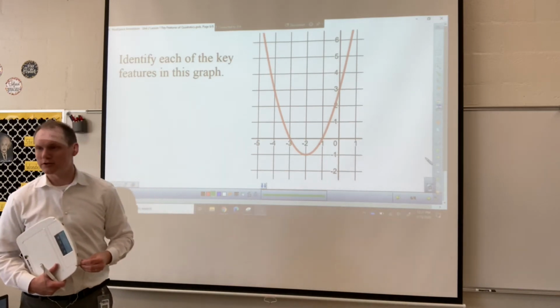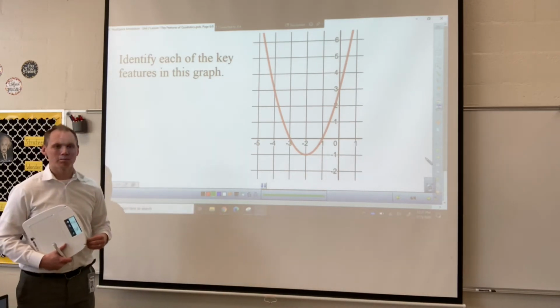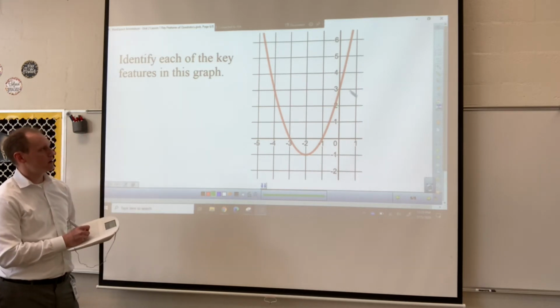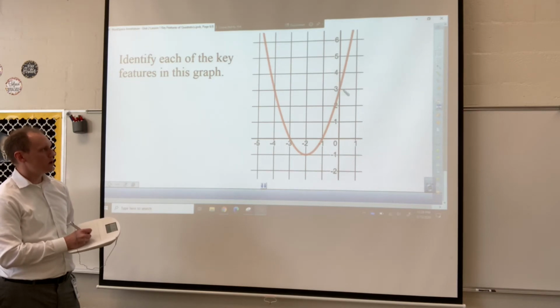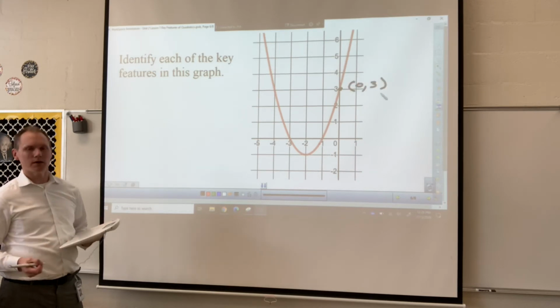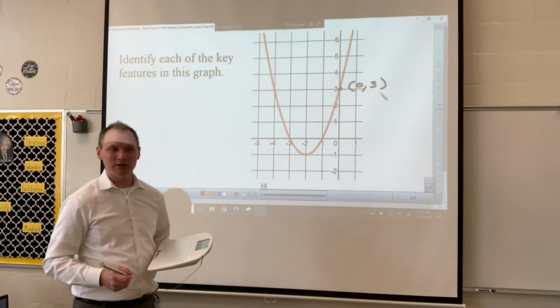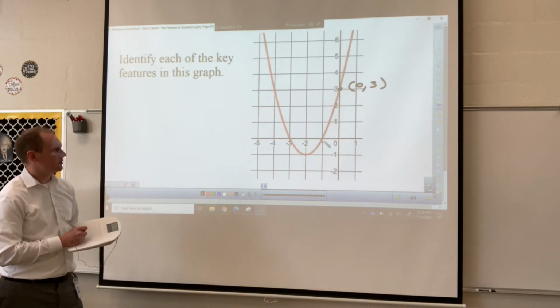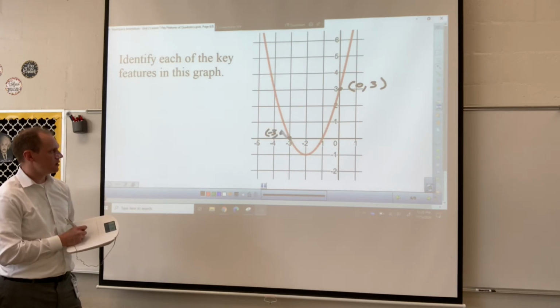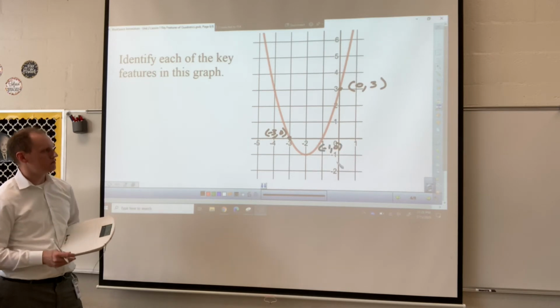So what would the y-intercept be? 3? Yeah, and anytime we say y-intercept, we're talking about the whole point. So while it is at 3, the y-intercept is 0, comma 3. Yep, that's the y-intercept. All right, x-intercepts? Yeah, negative. Again, these are points here. -3, 0, and -1, 0.